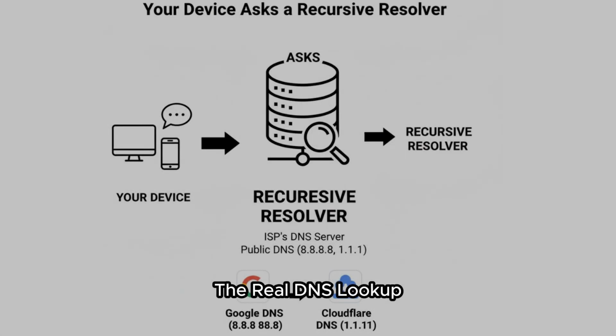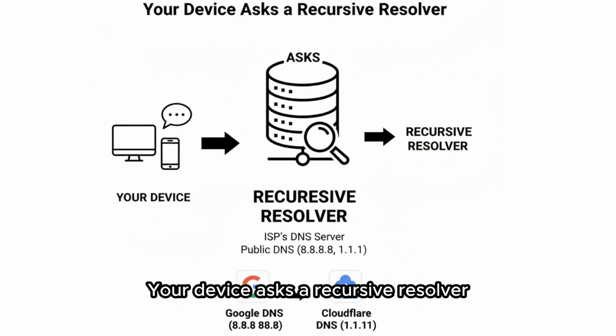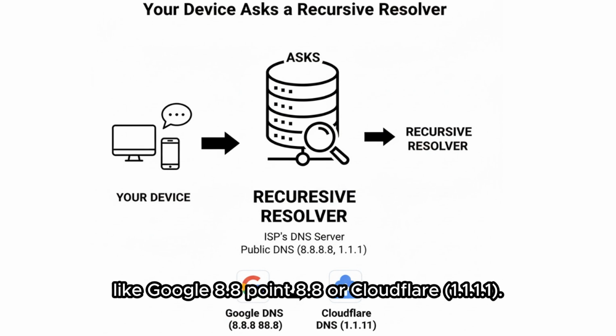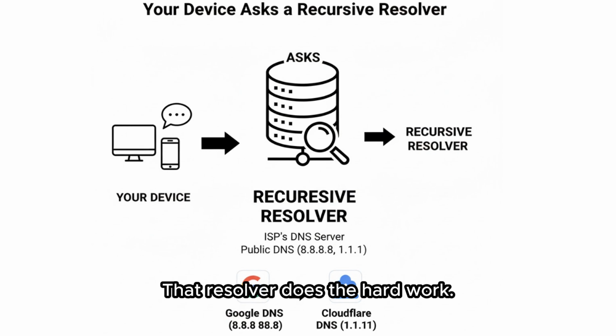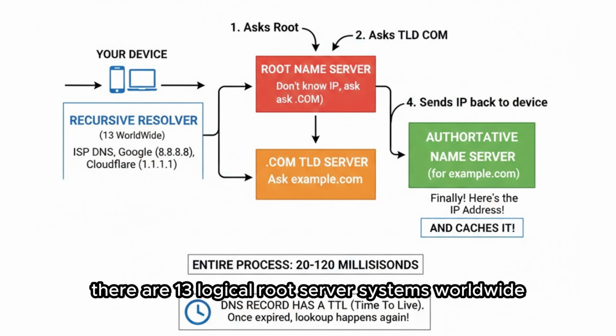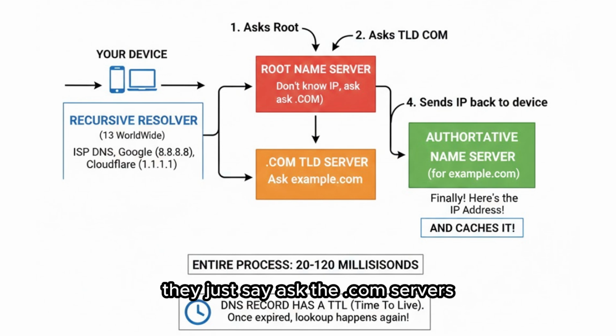The real DNS lookup. Your device asks a recursive resolver. This might be your ISP's DNS server or a public one like Google 8.8.8.8 or Cloudflare's 1.1.1.1. That resolver does the hard work. 1. It asks a root name server. There are 13 logical root server systems worldwide. They don't know the final IP, they just say ask the .com servers.